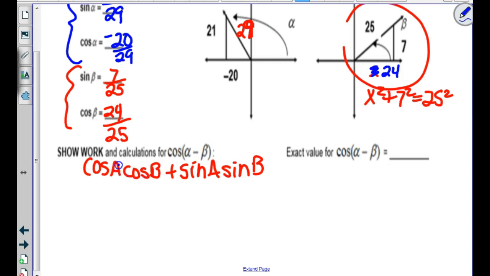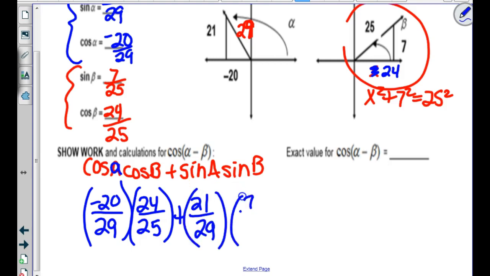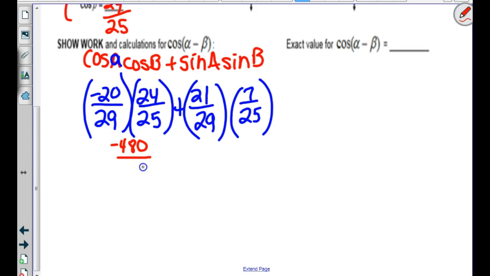This was alpha. So what is the cosine of alpha up here? Don't lose the signs, okay? Cosine of beta plus sine alpha sine beta. Okay, and now you're supposed to type that in and get an answer. This is negative 480 over what? Can someone do 29 times 25 for me?